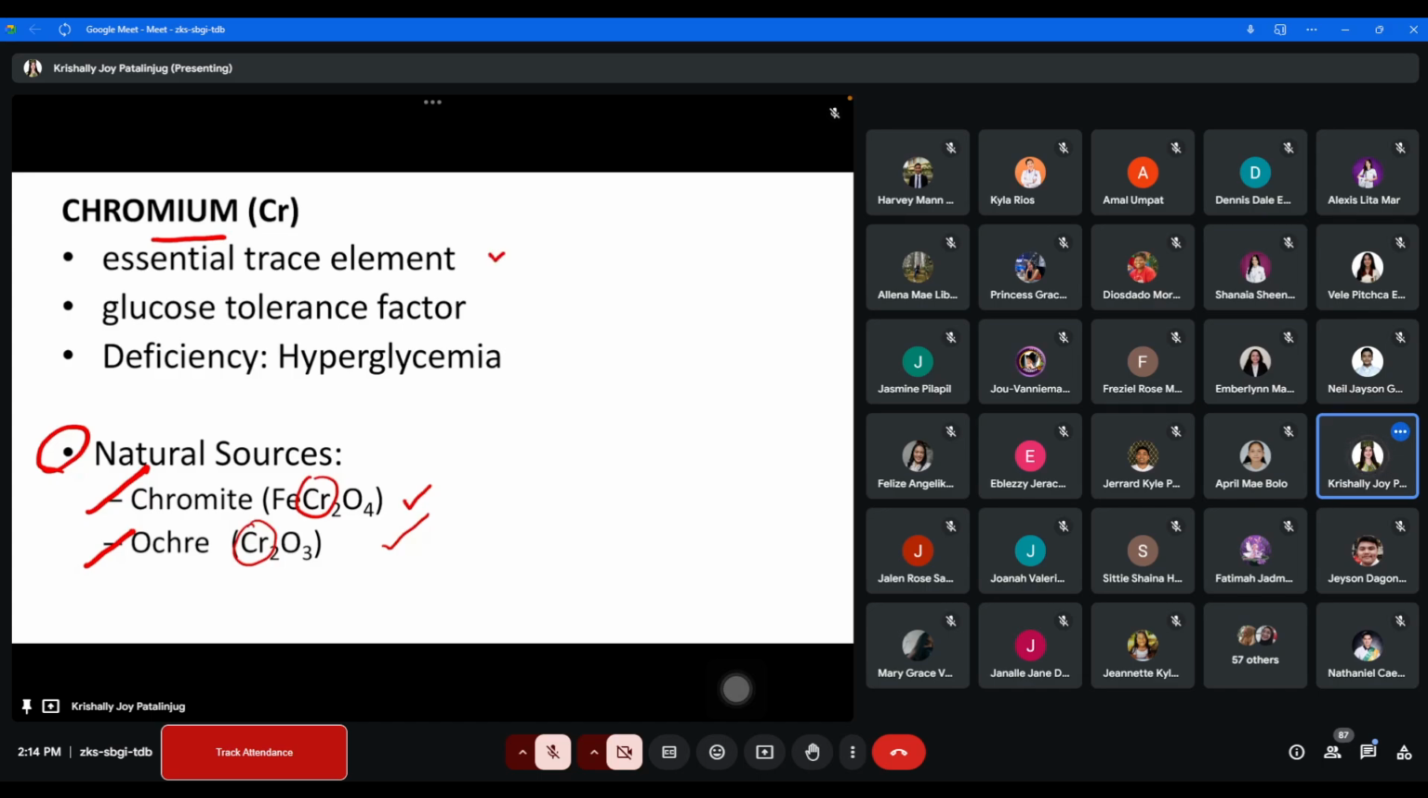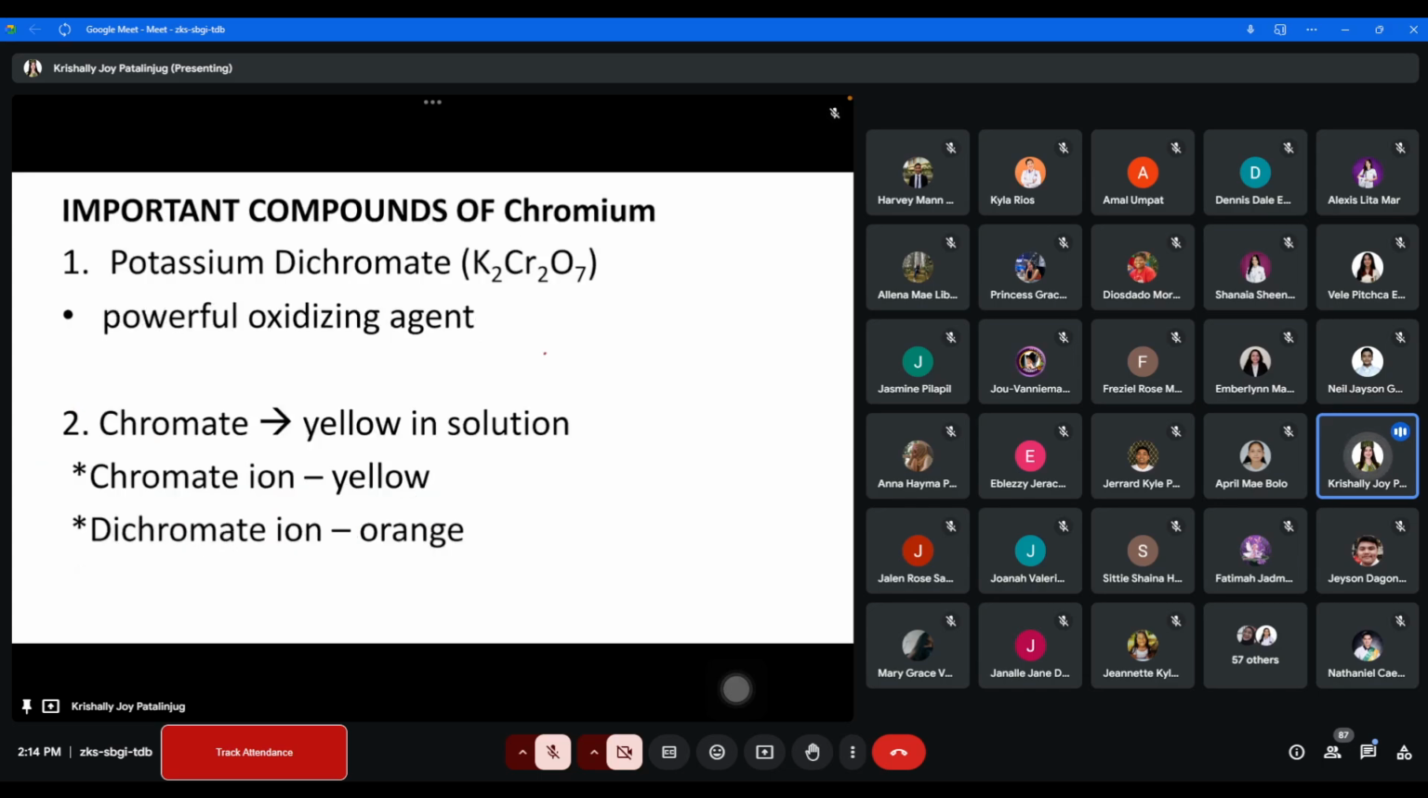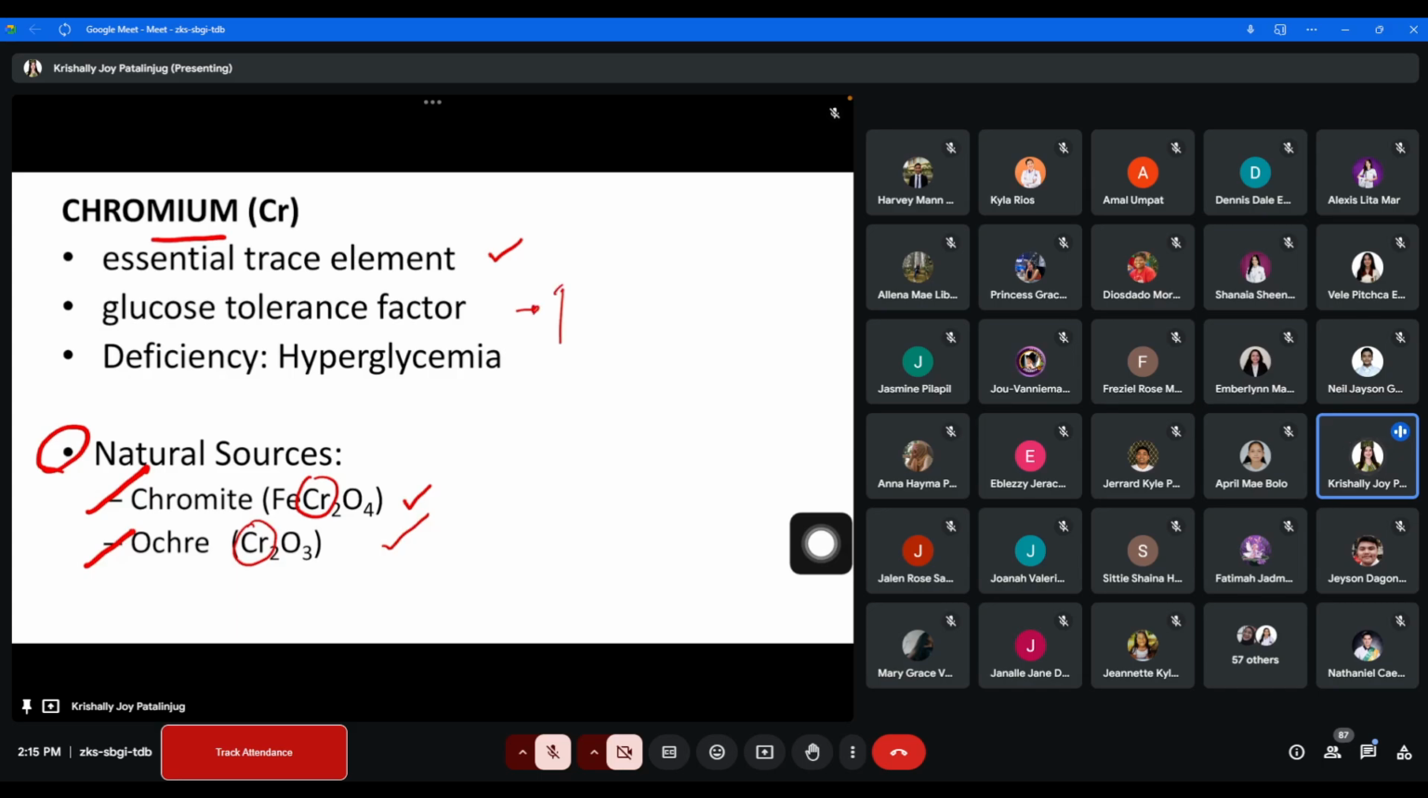Same with selenium. The use of chromium is that it is essential to the body because it acts as the glucose tolerance factor. This means it is able to maintain glucose metabolism by enhancing insulin sensitivity, or insulin activity. So that is its use. Again, it maintains glucose metabolism by enhancing insulin sensitivity in the body.